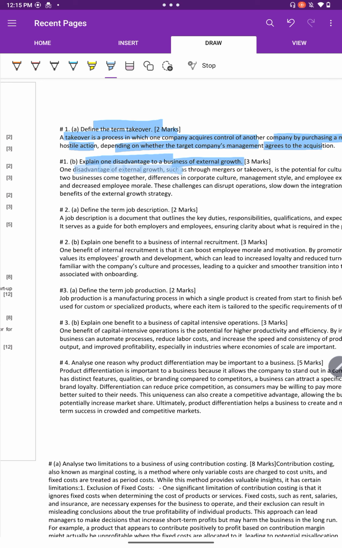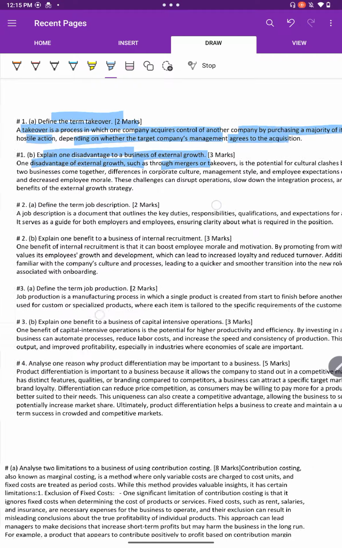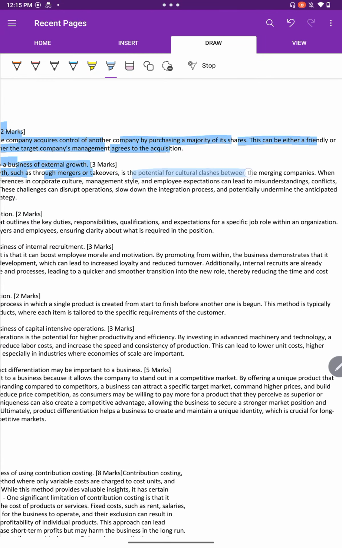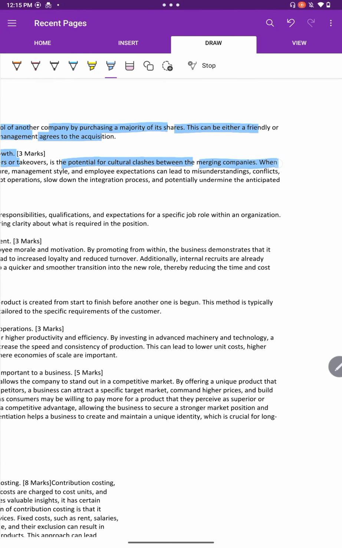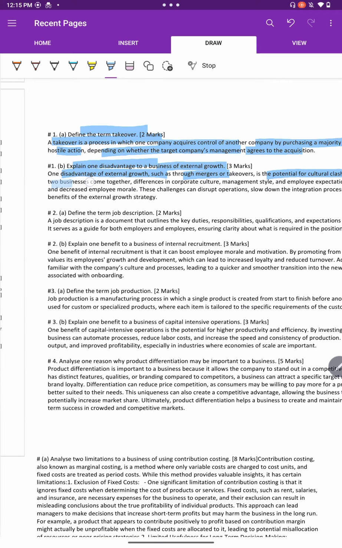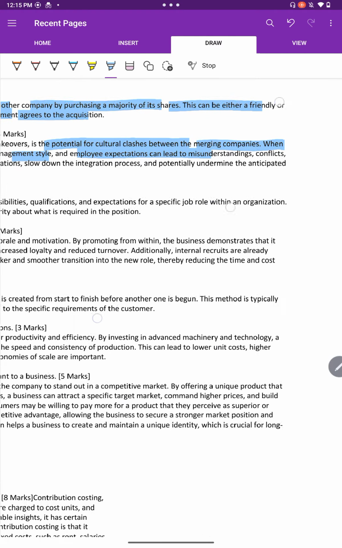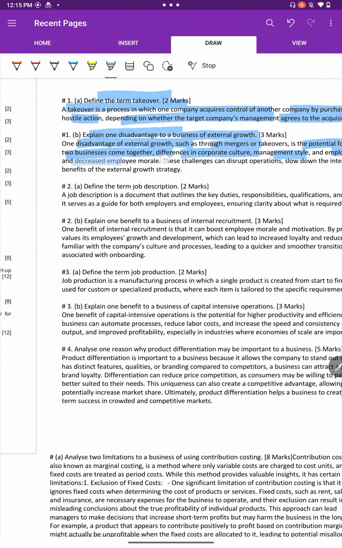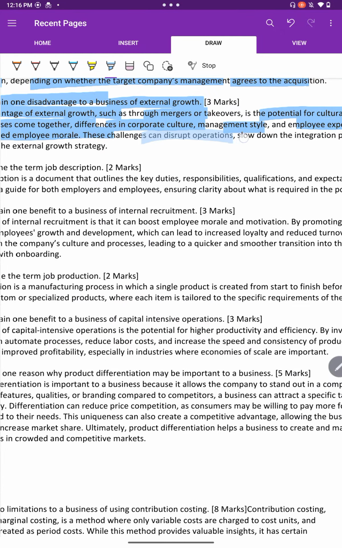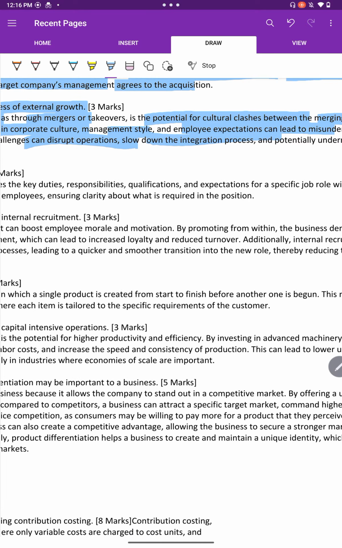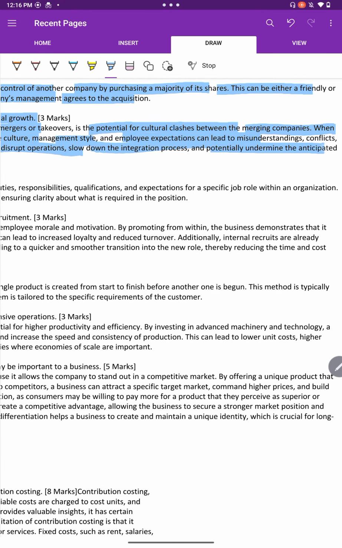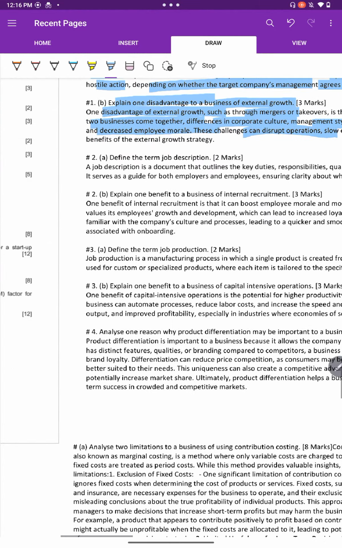One disadvantage of external growth, such as through mergers or takeovers, is the potential for cultural clashes between merging companies. When two businesses come together, differences in corporate culture, management style, and employee expectations can lead to misunderstandings and conflicts and decrease employee morale. These challenges can disrupt operations, slow down the integration process, and potentially undermine the anticipated benefits of the external growth strategy. Next one would be define the term job description.